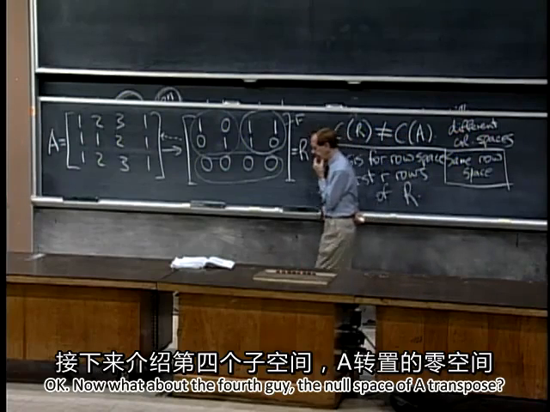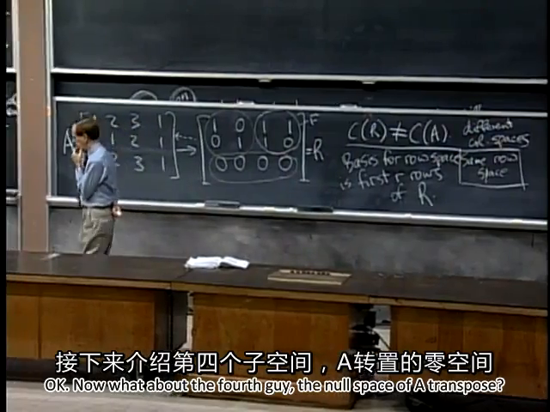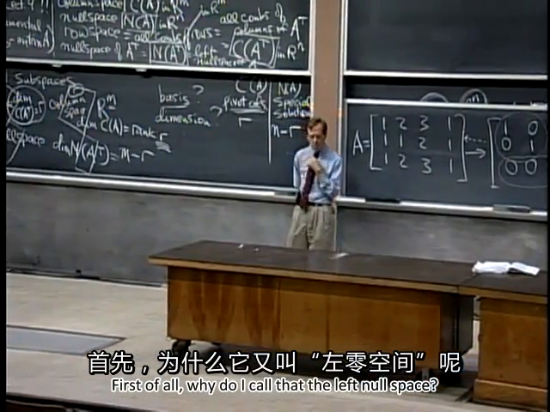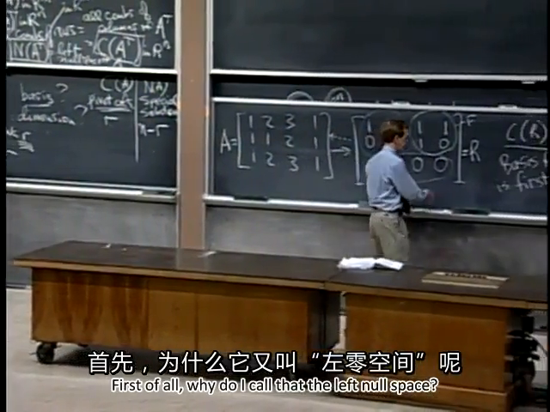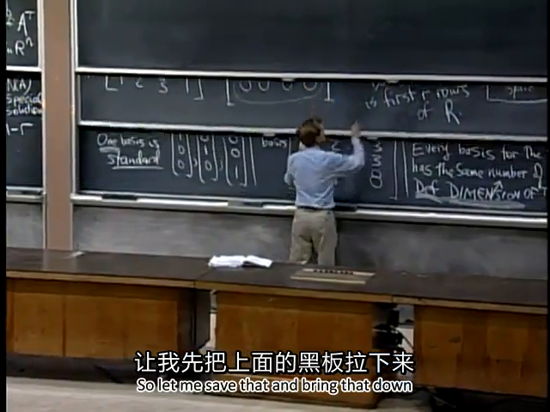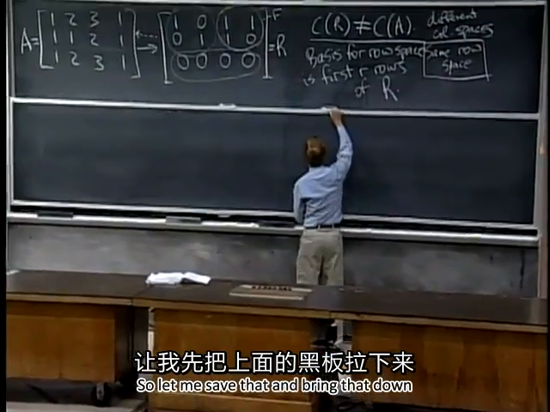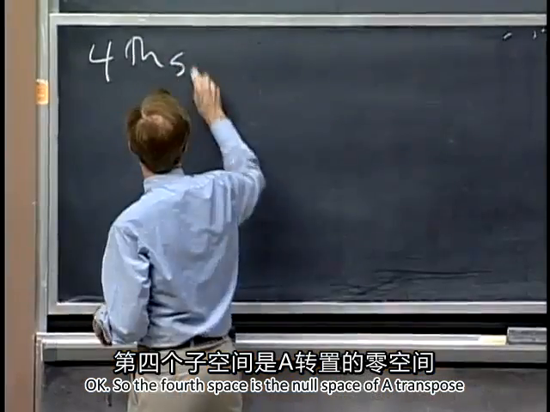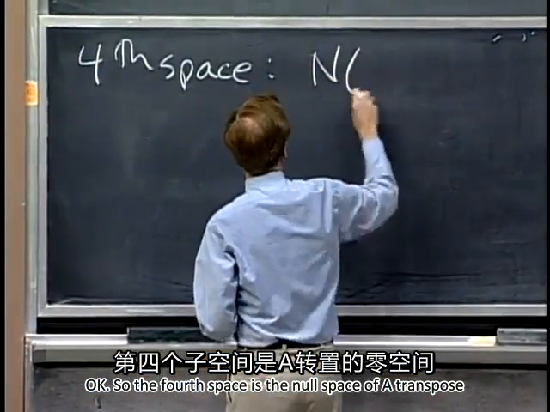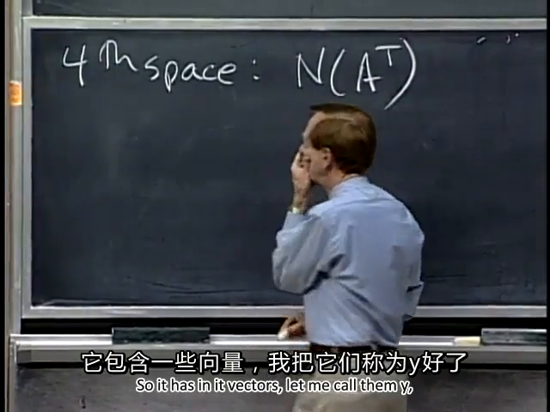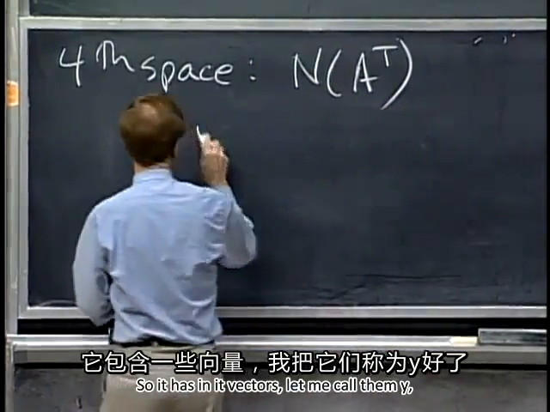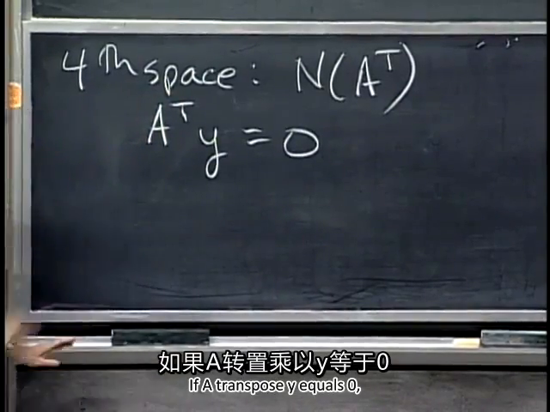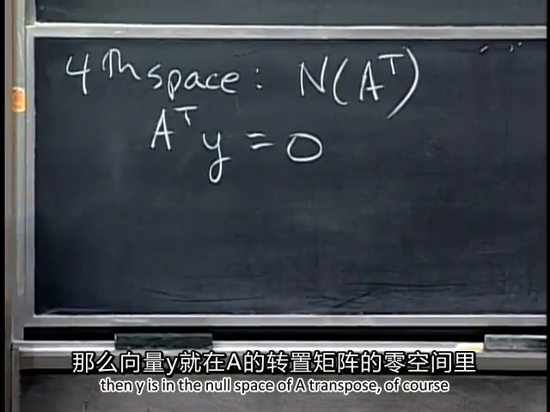Okay. Now, what about the fourth guy, the null space of A transpose? First of all, why do I call that the left null space? So let me save that and bring that down. So the fourth space is the null space of A transpose. So it has in it vectors, let me call them y, so that A transpose y equals 0. If A transpose y equals 0, then y is in the null space of A transpose, of course.